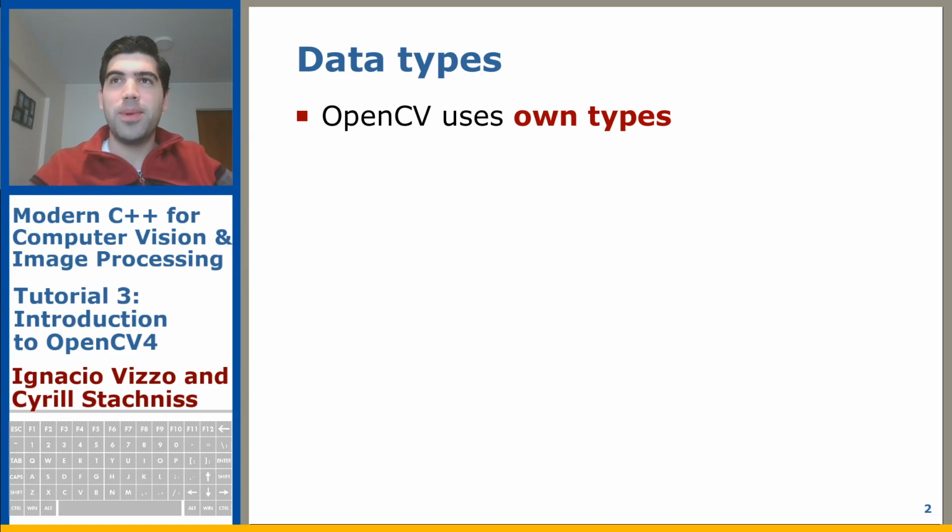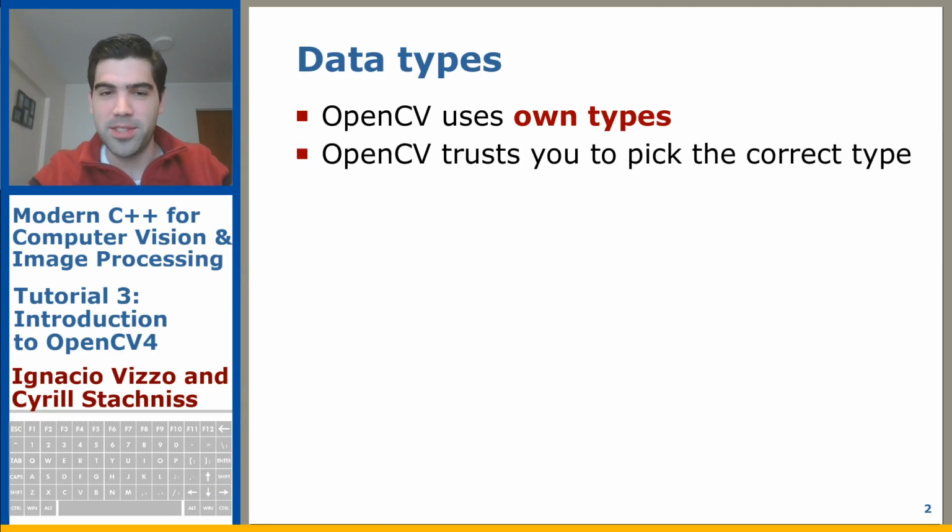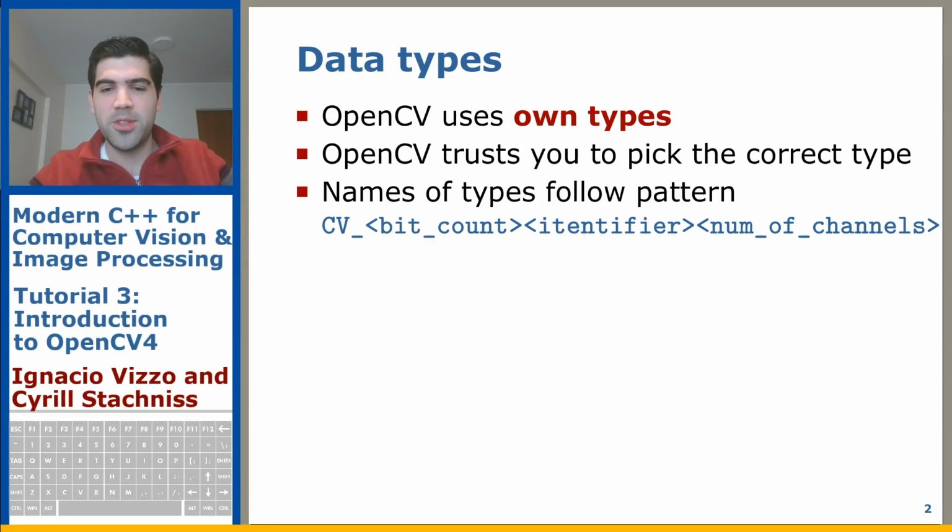The only complicated thing about OpenCV is that in order to make it run fast for you, they use their own types, and the problem is that they trust you to use the right types. So the type safety, let's call it, of OpenCV is not great, because they want to make it fast for you. They trust you to use the right types, and if you don't, then you will most likely suffer. The names usually follow this pattern.